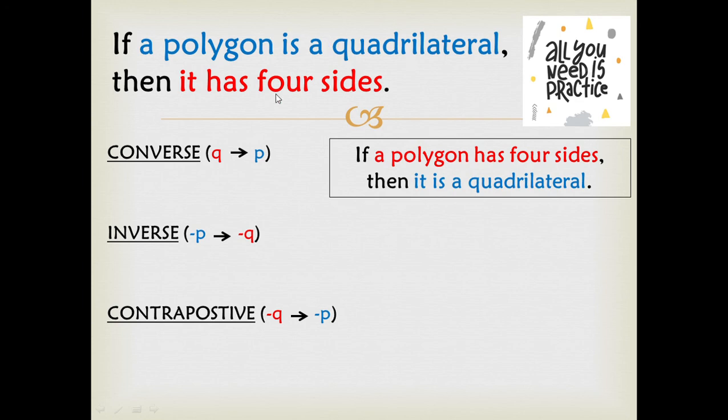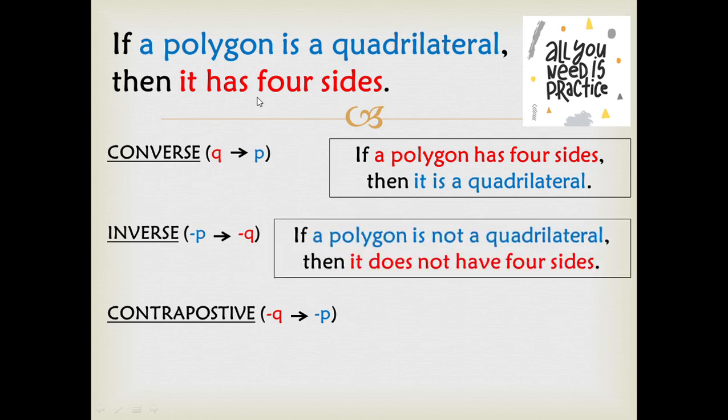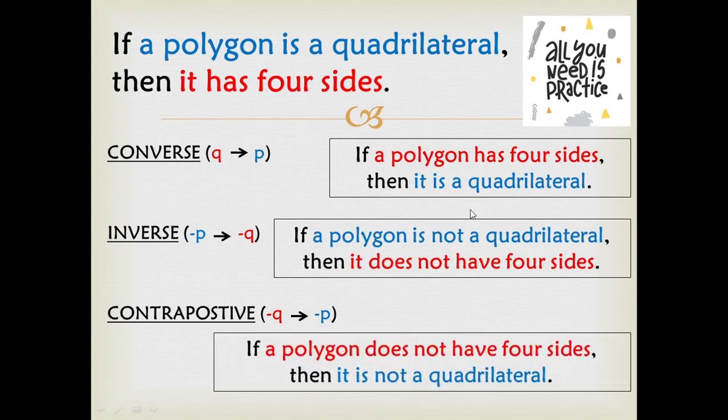For the inverse, the position of the blue and red stays the same, but they become negated. So, if a polygon is not a quadrilateral, then it does not have 4 sides. When it comes to the contrapositive, we negate the converse. If a polygon does not have 4 sides, then it is not a quadrilateral. So, that is how we make the contrapositive.